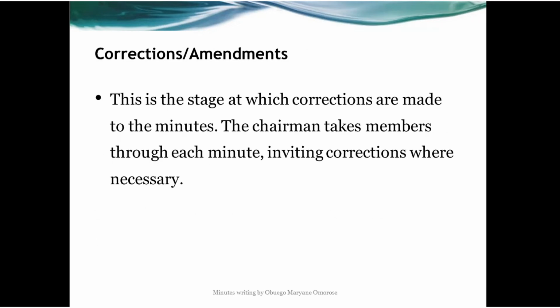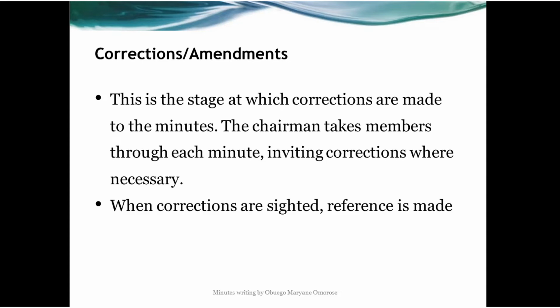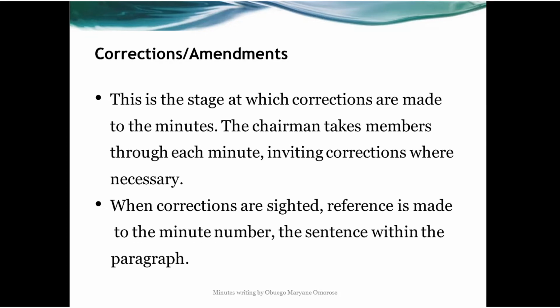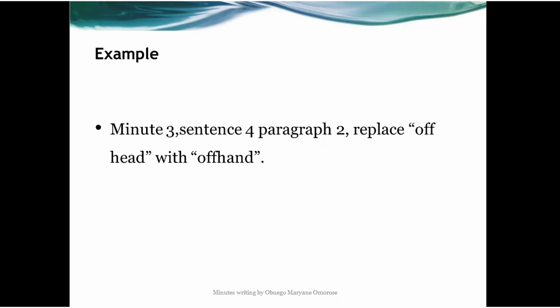At the correction stage, this is the stage where corrections are made to the minute. The chairman takes members through each minute, inviting corrections where necessary. So when the corrections are cited, you need to make reference to the minute number from the minute that you just read. So you need to be specific. So under minutes of the previous meeting, if that was minute 3, then sentence 4, paragraph 2. Probably in the meeting they said replace off head with off hand. You will now note it there.